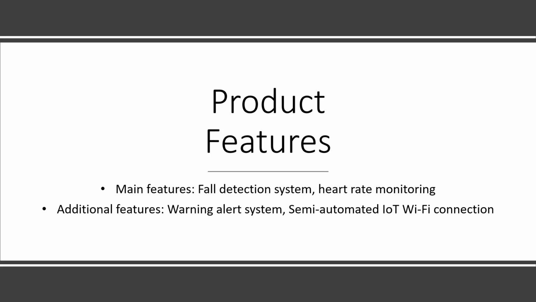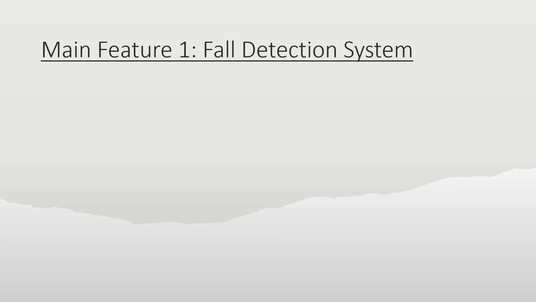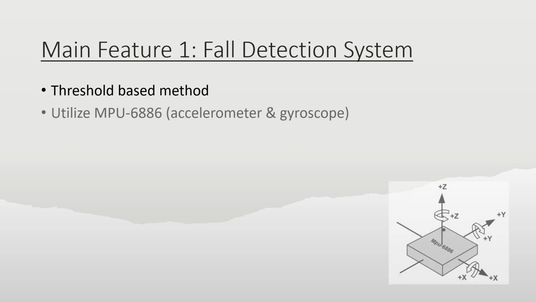For our product features, we have two main features, which are fall detection system and heart rate monitoring. For our product's additional features, we have warning alert system to Telegram and semi-automated IoT Wi-Fi connection. For our main feature 1, fall detection system, we are using a threshold-based method and utilizing the MPU 6886 accelerometer and gyroscope in the M560 Plus.